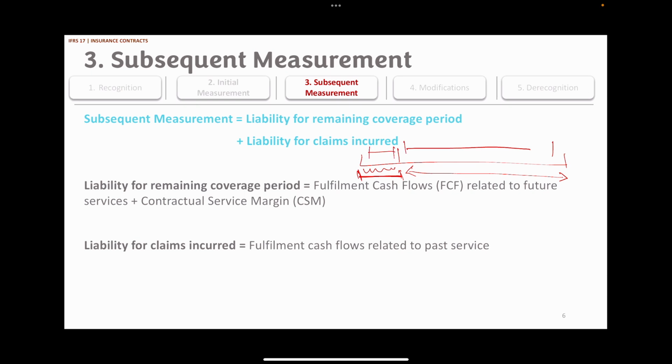Liability for remaining coverage period is very similar to initial measurement. It is simply the sum of fulfillment cash flow and contractual service margin. The standard does explain how contractual service margin should be calculated for subsequent measurement. We'll go through that. But the logic is still the same. Fulfillment cash flow is expected cash flow from the future period, and contractual service margin is the opposite of fulfillment cash flow plus a few other adjustments. Liability for incurred claims, that is for the past period, is simply fulfillment cash flows related to the past service.